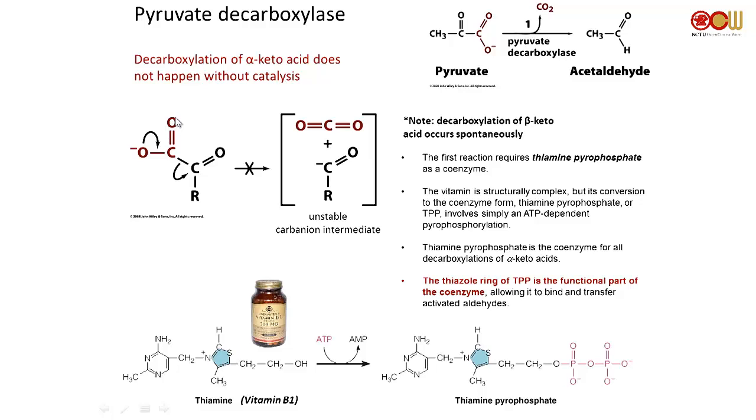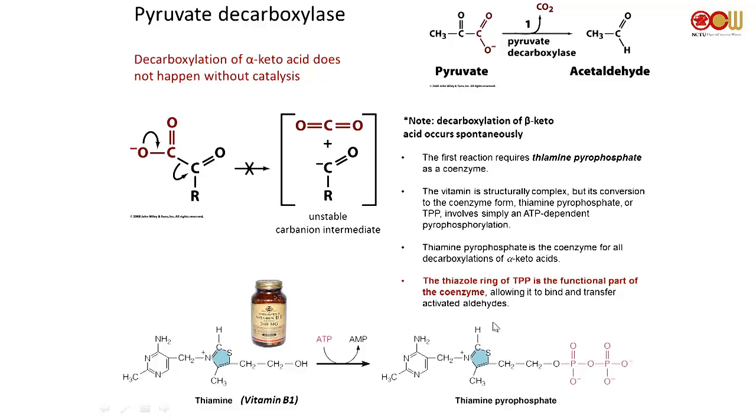So it turns out that if you want to do an alpha keto acid decarboxylation, you need to use the cofactor called thiamine. Thiamine is vitamin B1, right? Oh, sorry, this is the active cofactor, thiamine pyrophosphate. The precursor is what we eat in our food. Thiamine pyrophosphate is the coenzyme used by most of these decarboxylases that can do alpha keto acid decarboxylation. The vitamin is structurally complex, so we take it from our daily diet. But in order for it to become active, it first has to be activated using ATP to become thiamine pyrophosphate.